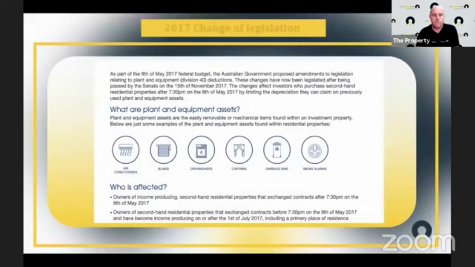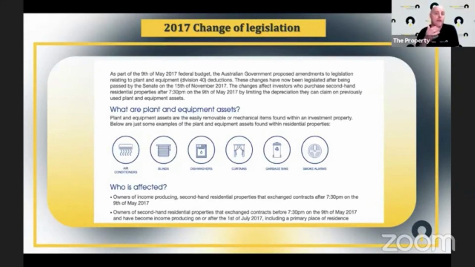Okay, so you have to know though, there was a legislation change back in 2017. This doesn't affect Division 43, which was the capital works, which was that raw construction. This only affects fixtures and fittings. So if you buy a property, basically what they're saying, if you've bought a property after the 9th of May, 2017, so if you were before that, it doesn't matter. It has the grandfather clause, so it'll just keep going. There's no effects for you if you bought a property prior to this.